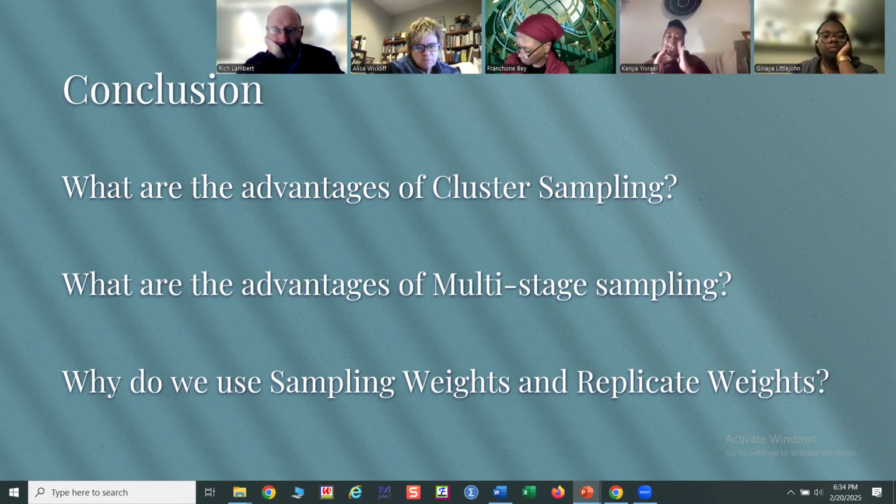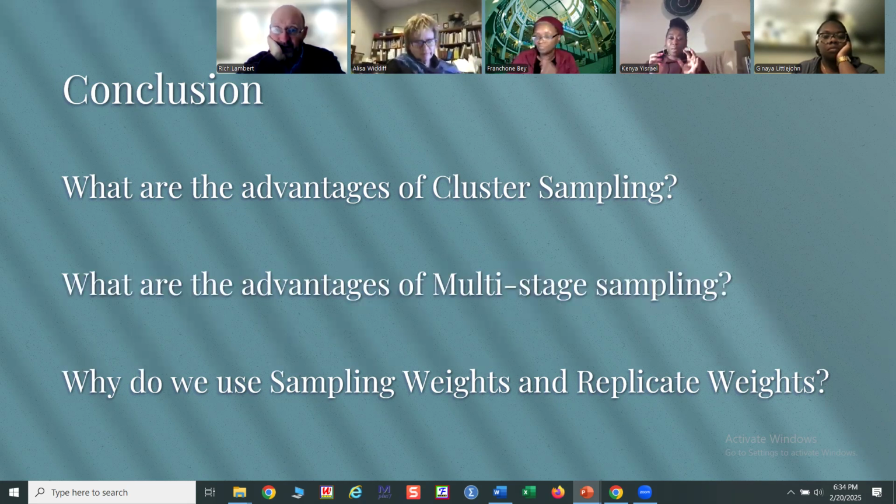I processed it as, and I don't know if it's correct, but when the cluster doesn't represent the population, you kind of piecemeal it together. Right, exactly. Multi-stage sampling. Multi-stages, exactly right. Very good.